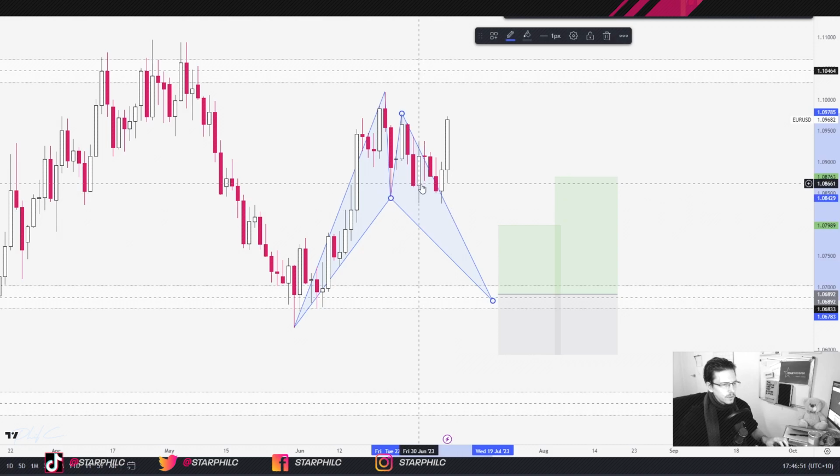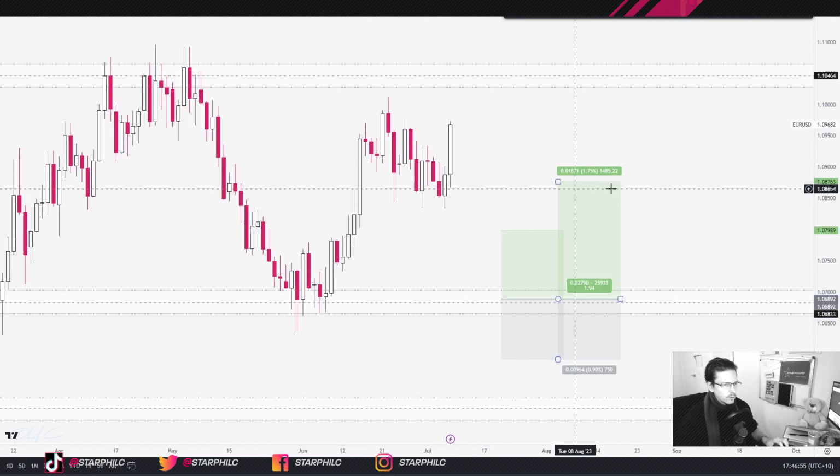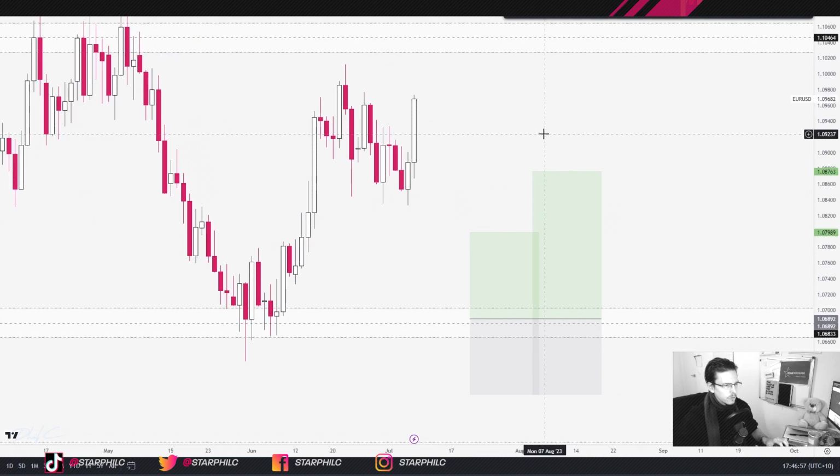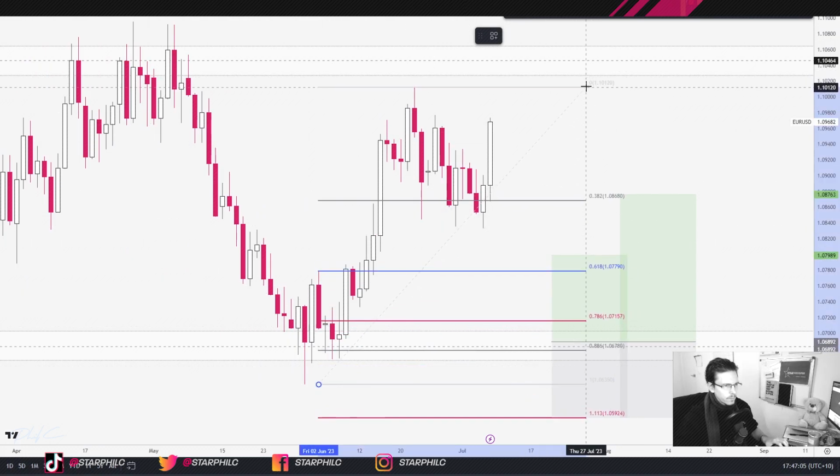But what we would have to do is redraw it, right? Because we have a new lower low right here. So let's zoom in like this. We'll grab my Fibonacci retracement and we will go from swing low to swing high right here.